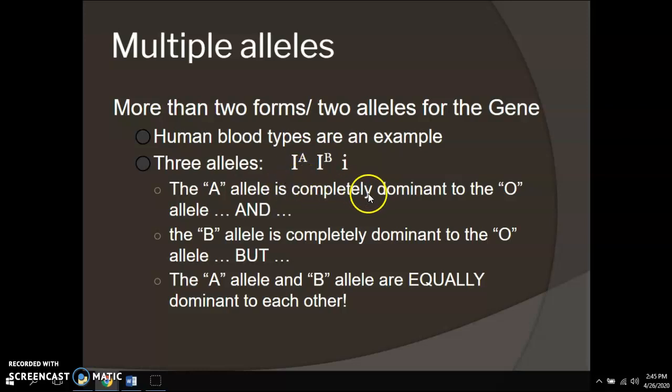So the A allele is completely dominant to the O. The B allele is completely dominant to the O. And the A and B alleles are equally dominant to each other. So they are co-dominant to one another.